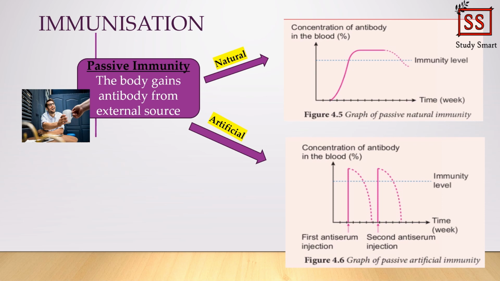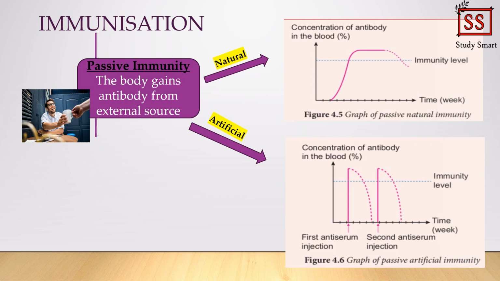Now let's look into the graph for passive immunity. Passive immunity means the body gains the antibody from an external source, which means that you're asking someone else to make the coffee for you. That is passive immunity. We can divide passive immunity into natural and artificial ways. The natural way of obtaining passive immunity is when a baby gets the antibody from the mother through breastfeeding or through the placenta.